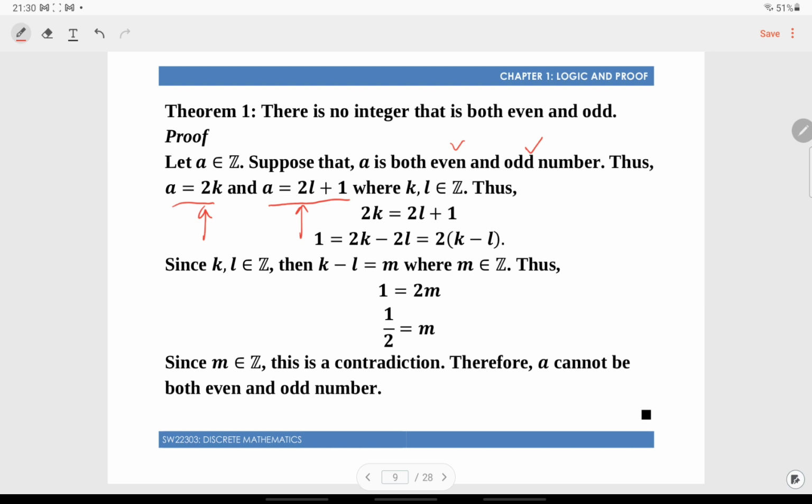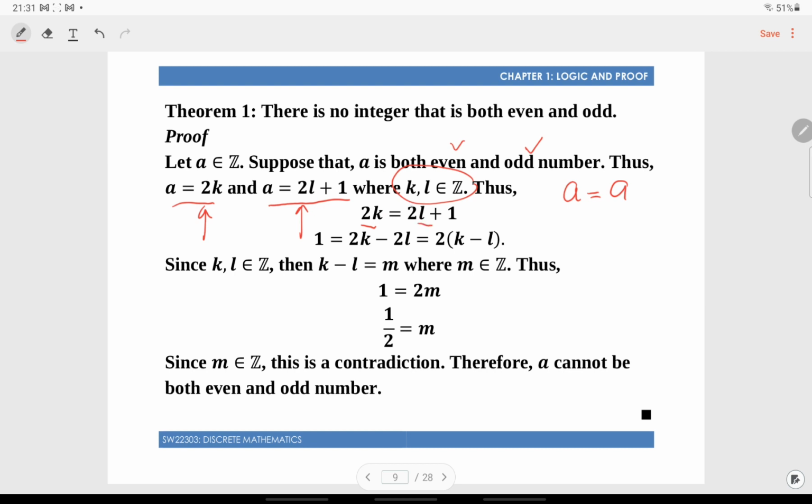Don't forget, because you introduce the new variables k and l, make sure you mention what kind of numbers these two variables are. These two variables are integers. Because a equals a, we can set 2k equal to 2l plus 1.